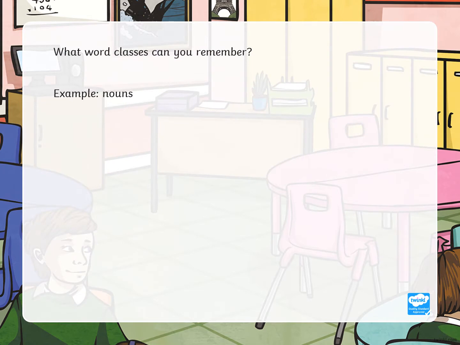What word classes can you remember? For example, I've said a type of word class could be nouns. Can you just write down on a bit of paper or a whiteboard and pen if you're in school or if you have one at home, write down any other different word classes that you have. As you're writing and thinking, I'll give you some clues.